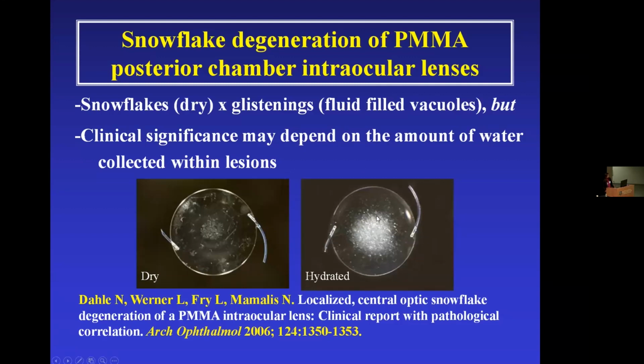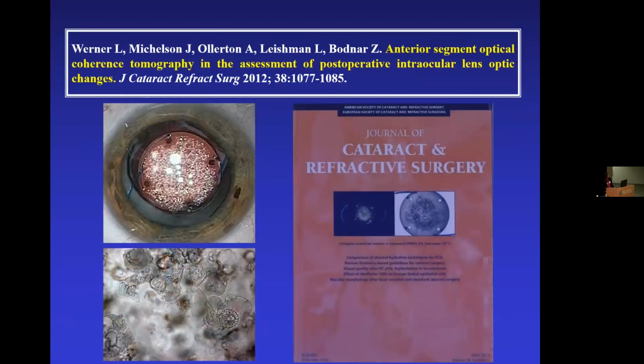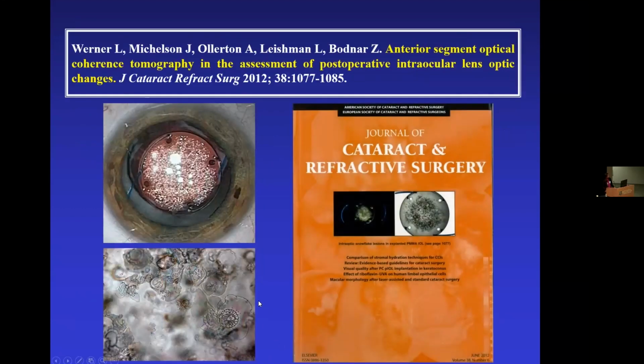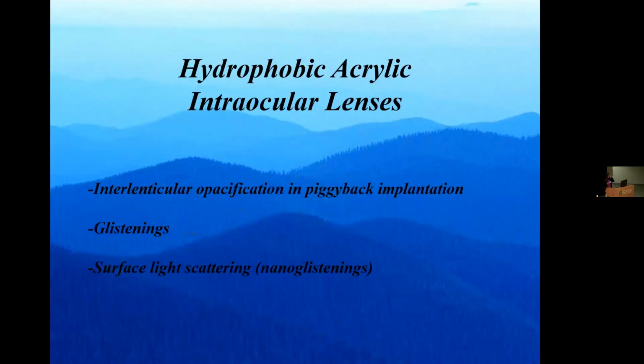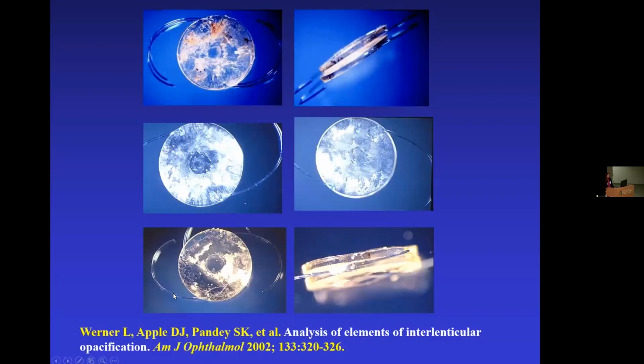But the clinical significance may depend on the amount of water that's collected here. You can see the opacification is very important in the hydrated state. And here is a high magnification photograph of the lesion. We have not been seeing these in more modern PMMA lenses manufactured usually via other procedures. And actually, it is becoming rare to get such lenses explanted because of this problem, because as I mentioned, these are old lenses. So in terms of hydrophobic acrylic lenses, we are going to talk about these three problems: interlenticular opacification, glistenings, and subsurface nanoglistenings.